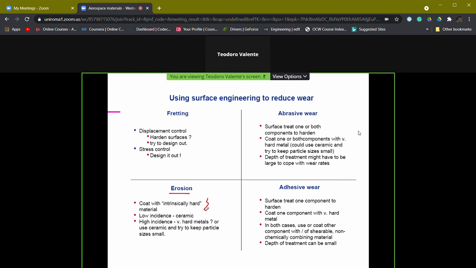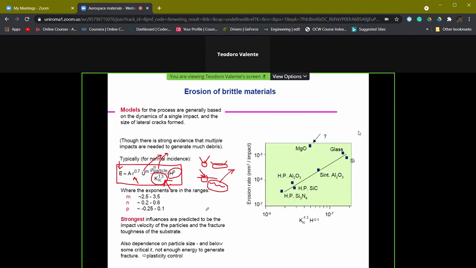increase the substrate hardness. But we need to keep in mind another concept, that as we have seen, for erosion, we have also the fracture toughness, which is very important. And that's the first case.